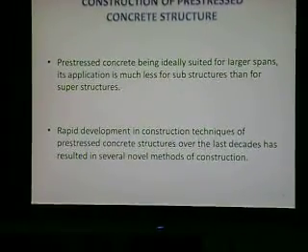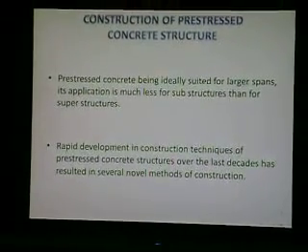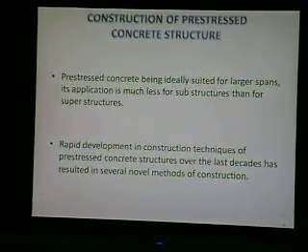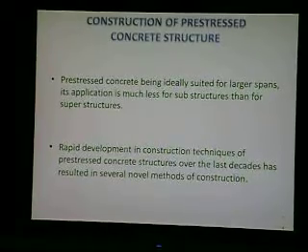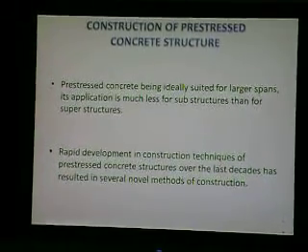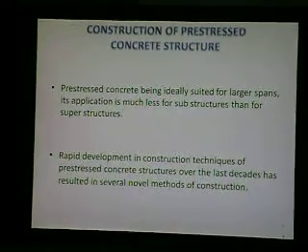Pre-stressed concrete, being ideally suited for larger spans, has very few applications when it comes to substructures compared to superstructures. It is mainly used for building the load-bearing components. Rapid development in construction techniques of pre-stressed concrete structures over the last few decades has resulted in several novel methods of construction.